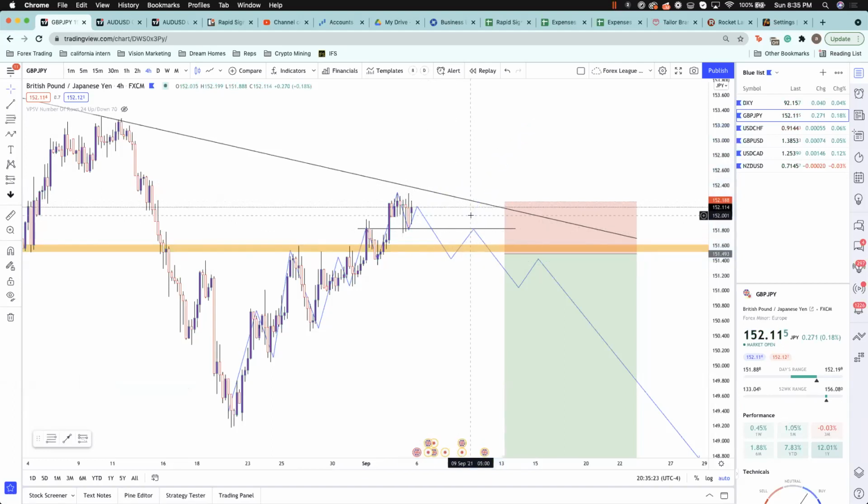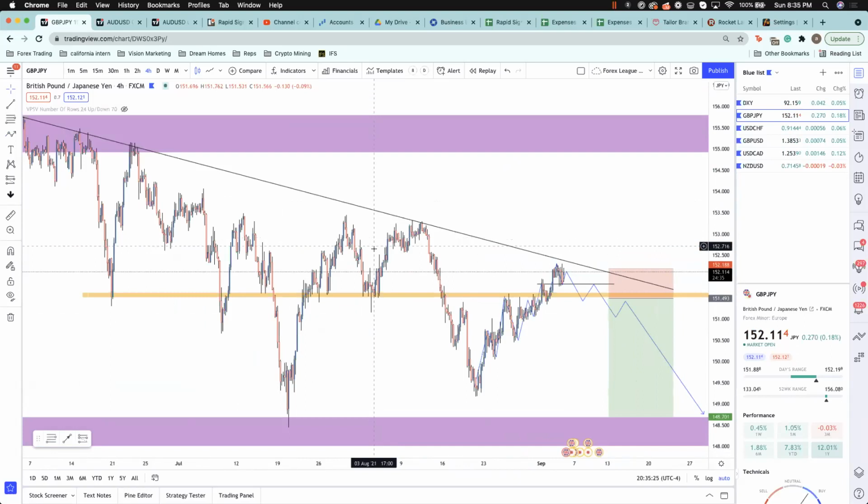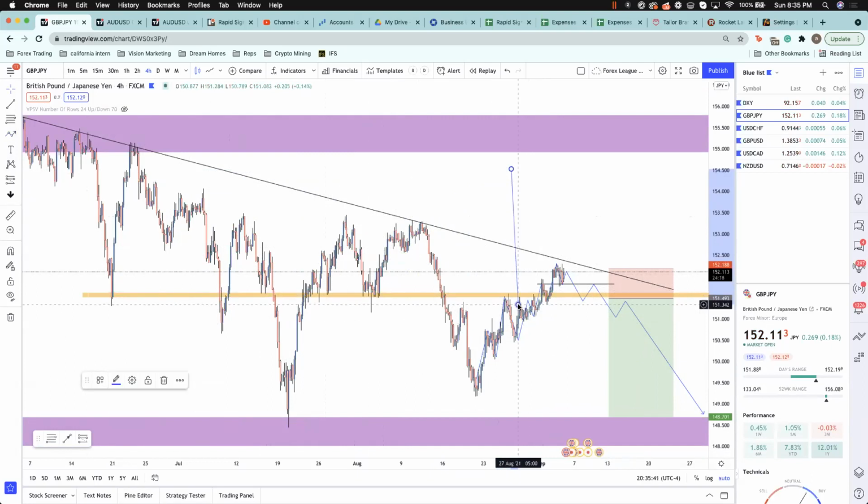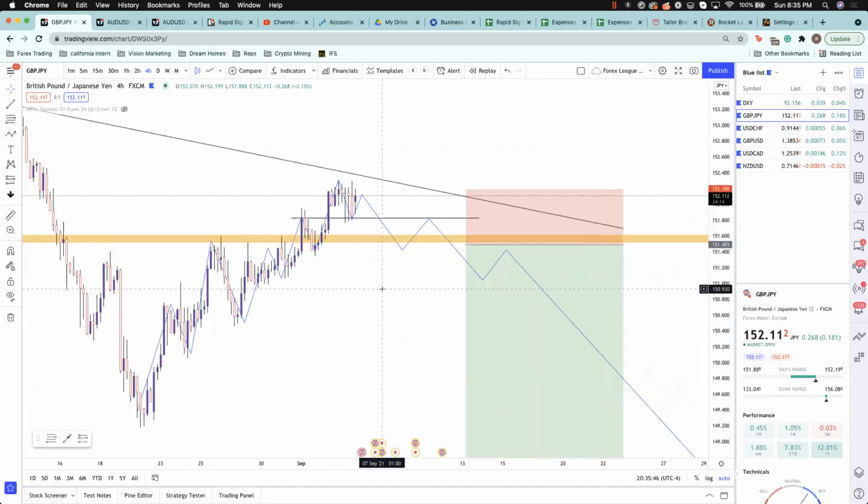Now we want to be mindful of this orange zone. I have this based on support right here. We have support here. We have support here. Look how it took off from this level here, took off from this level here, and took off from this level here. And then it rejected this area as well. So this is definitely an area where price is going to find some sellers and buyers.